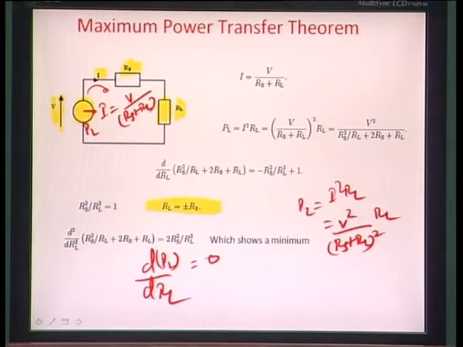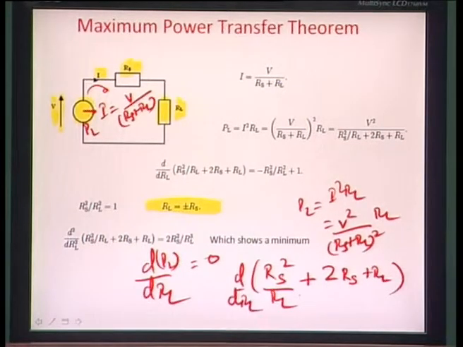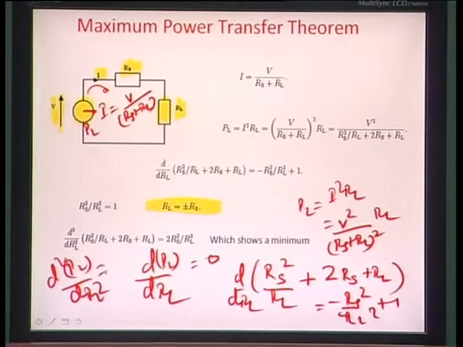In this case, as you do that, the first derivative comes out to be proportional to the term RS square by RL square with a minus sign, plus 1. The second derivative, d2 PL by d RL2, would suggest that this particular term is less than 0, which means that it is a maxima.